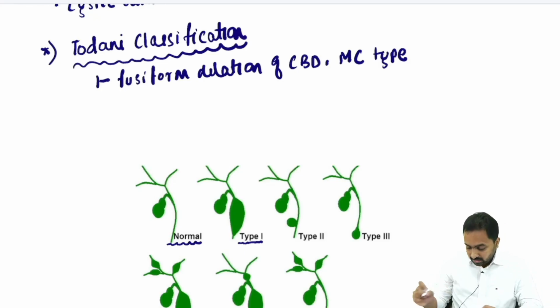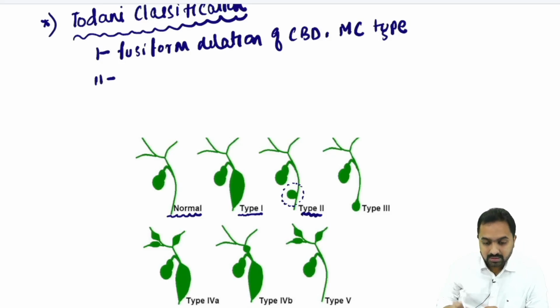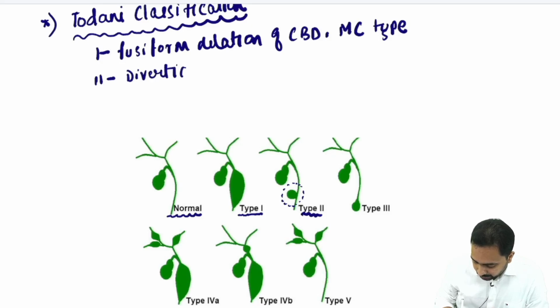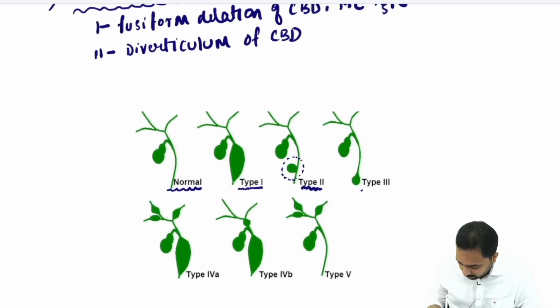Now, as we go to the second type, you will find that there is an outpouching from the common bile duct. So this is nothing but a diverticulum. So this is the diverticulum of common bile duct.